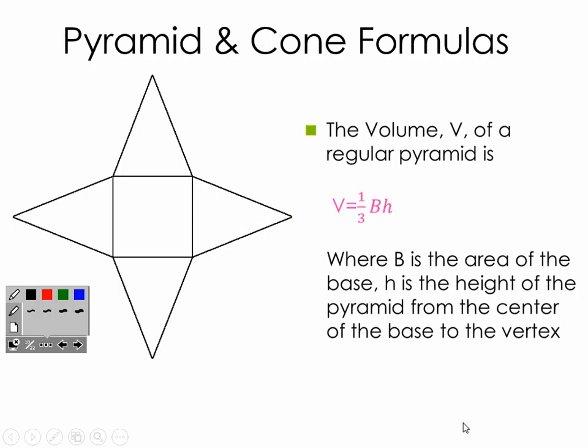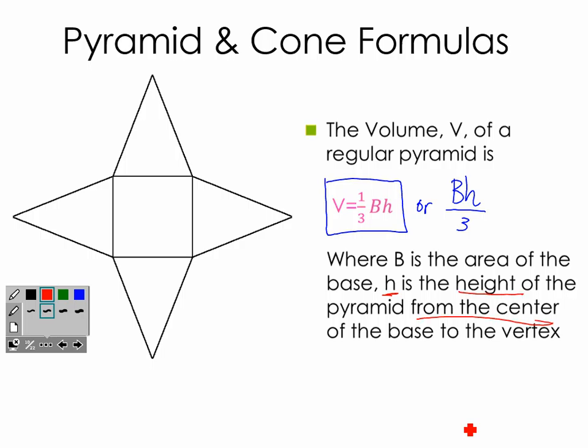Okay, and then we had a formula for volume. Volume is 1/3 the base times the height, or you can look at it as the area of the base times the height divided by 3. So if you understand that's what taking a third means, you could do that. B is still the area of the base, and H is the height of the pyramid from the center of the base to the vertex. So make sure H, your height, is from the center of the base to the vertex.